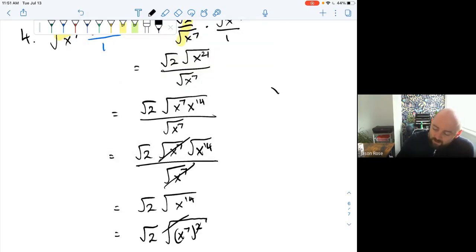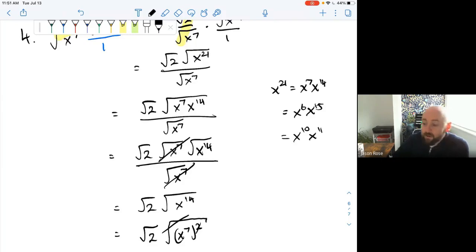So what I'm noticing is that if you have x to the 21 like this, that's the same as x to the 7 times x to the 14. It's also the same as x to the 6 times x to the 15, x to the 10, x to the 11. I can split that up any way. It's kind of like if you go in the reverse order, you would add the two powers. But this is the one I want, not these two.